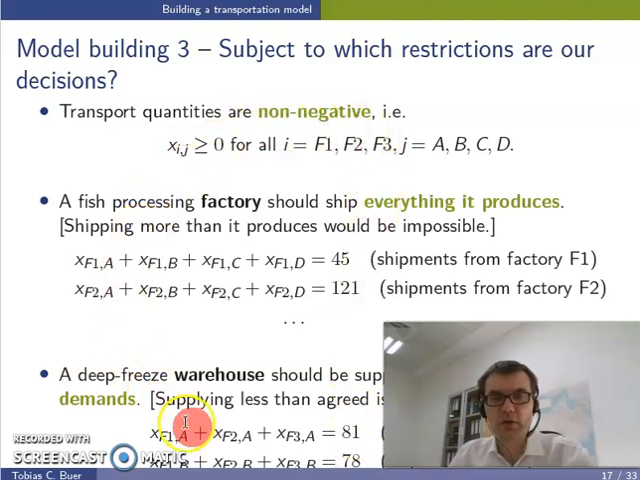Only when we have all these three types of constraints together, we do not create an over or under supply of fish cases to the warehouses. We do not supply more than a factory can produce, and of course we only deal with reasonable numbers for the cases. Only when we have these three types of constraints together, the model is doing what we want it to do.